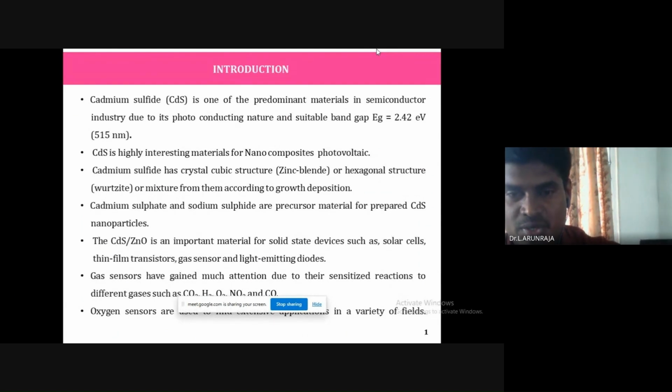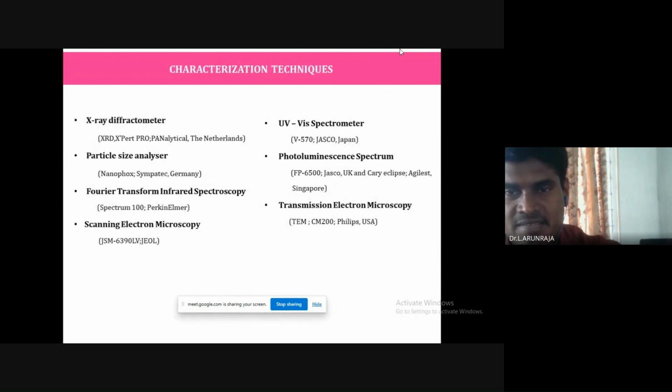Zinc oxide is an important material for solid state devices such as solar cells, thin film transistors, gas sensors, and light emitting diodes. We have a number of gas sensors available here. Now the characterization techniques. We have 7 characterization techniques available: XRD, the particle size analyzer, Fourier transform infrared spectroscopy (FTIR), SEM scanning electron microscopy, the UV visible spectrometer, photoluminescence spectroscopy, and TEM transmission electron microscopy.